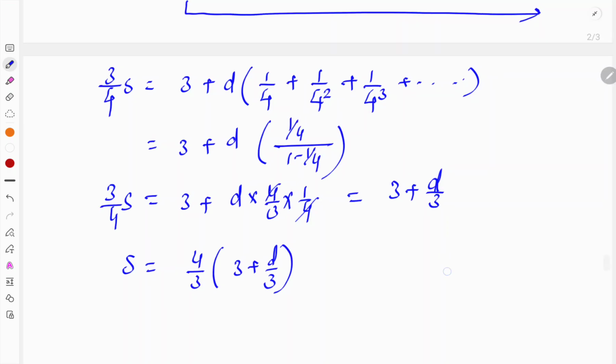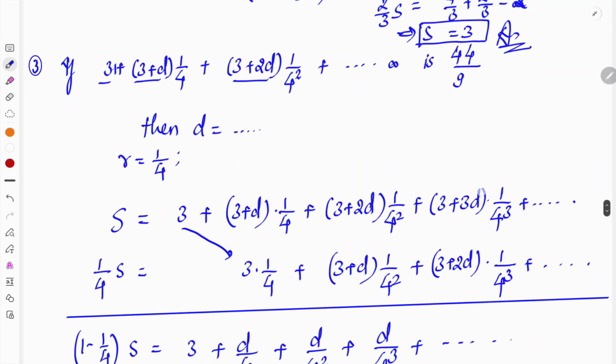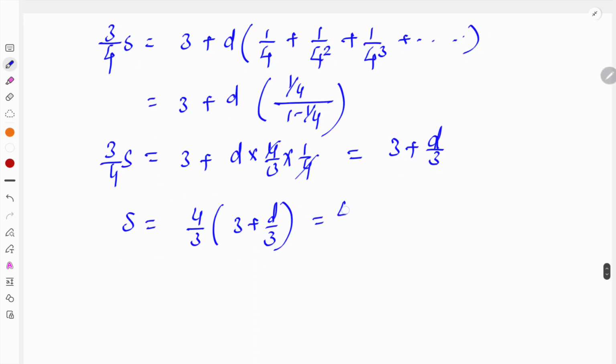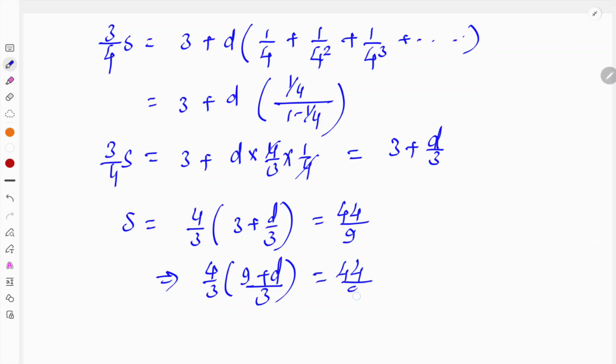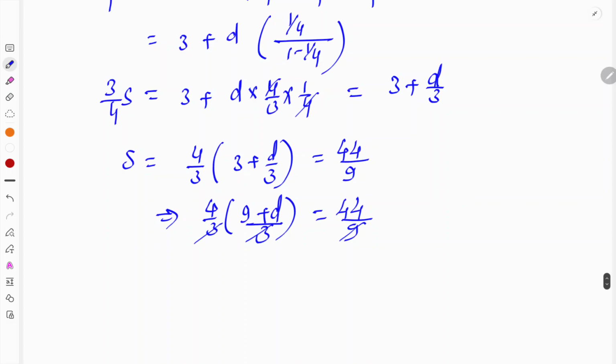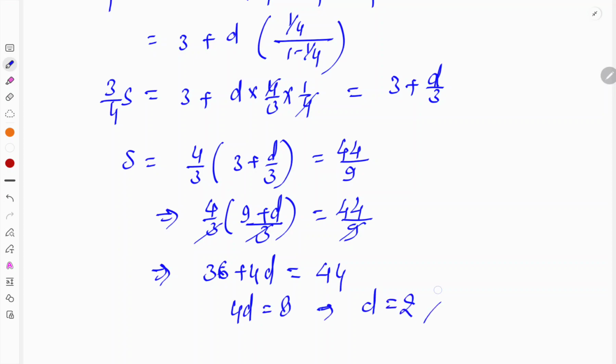Okay, so the sum is given, it is given as 44 by 9. Just multiply this side, or take the LCM here. So it will be 4 by 3 into 9 plus d by 3 is equal to 44 by 9. Okay, the 3 and 9 cancel, correct? So 36 plus 4d is equal to 44, so 4d is equal to 8, so from here d is equal to 2. That is the answer.